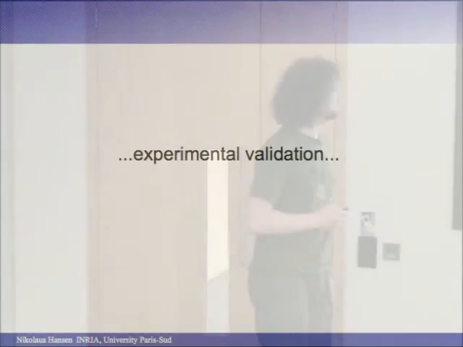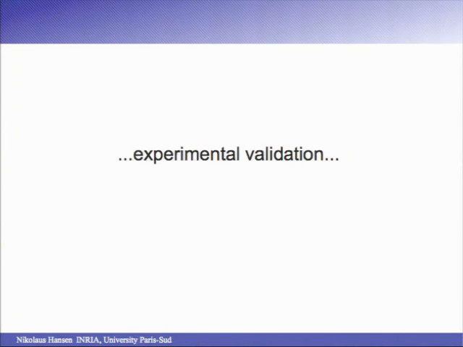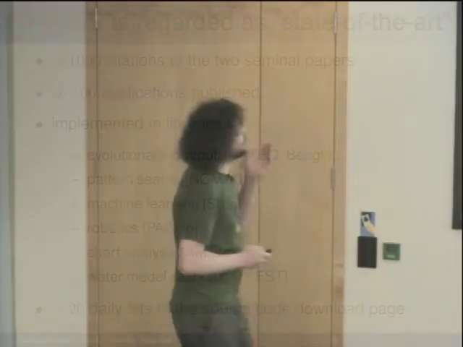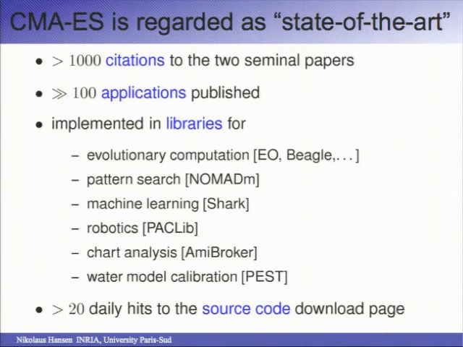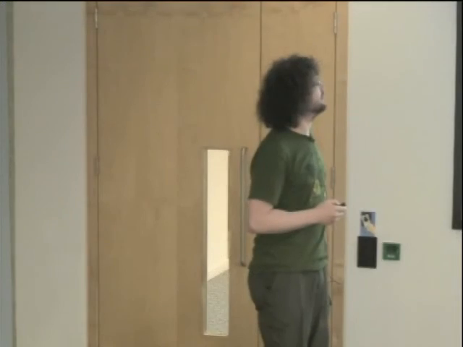Okay, so I have a bunch of slides about experimental validation. The first one is actually a meta experimental validation slide. So we can basically say that in the domain of evolutionary computation, CMA-ES is state of the art.